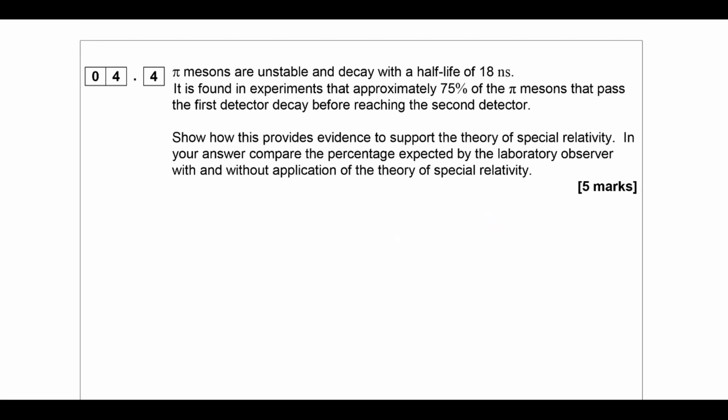Okay, so pi mesons are unstable and decay with a half-life of 18 nanoseconds. It's found in experiments that approximately 75% of the pi mesons that pass the first detector decay before reaching the second detector. Show how this provides evidence to support the theory of special relativity. In your answer, compare the percentage expected by the laboratory observer with and without the application of special relativity.